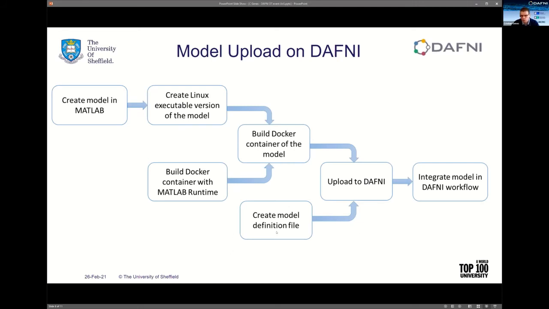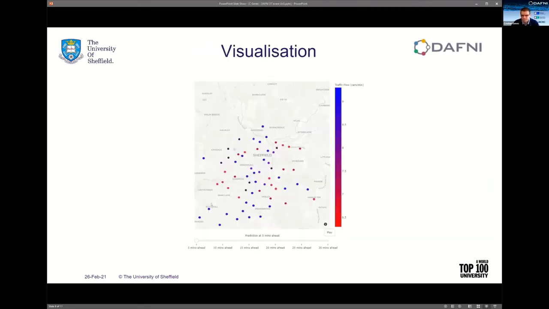And then these two, as you just have seen, you upload onto DAFNI, and then you integrate your model in a workflow. The key message here is that we can accommodate MATLAB models, and the main advantage of using the runtime-based container is that you don't need the MATLAB license to run it. If you do it in other ways, MATLAB, as you know, is a paid service, so you might have to pay a license even to run the code on DAFNI, but using the MATLAB runtime container, you don't have to.